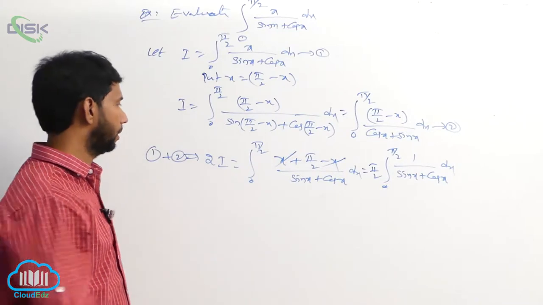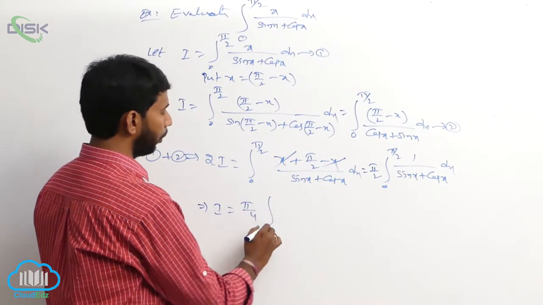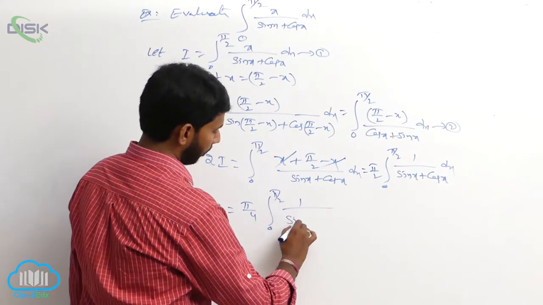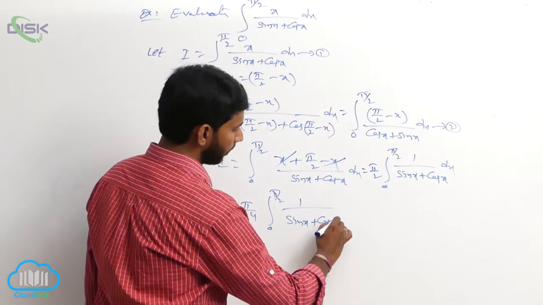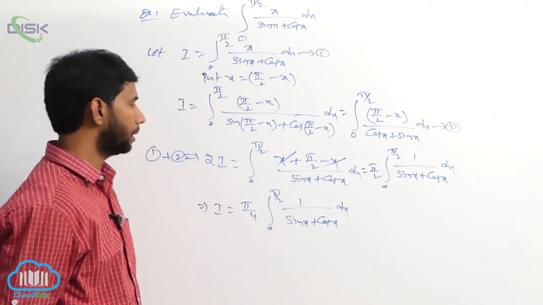Therefore, that implies I is equal to pi by 4 into integral 0 to pi by 2, 1 by sin x plus cos x dx.